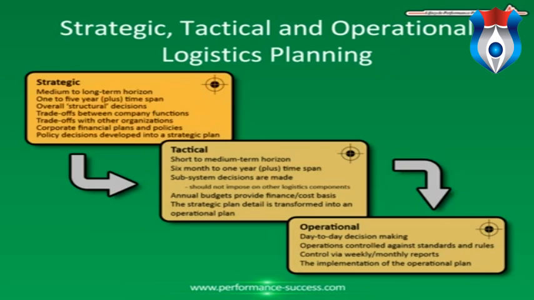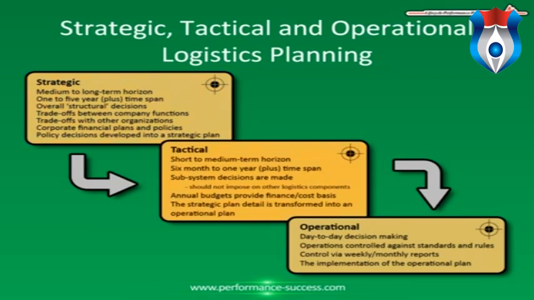In the strategic function, you have medium to long range horizon, a 1 to 5+ year time span. Overall structural decisions are made. You have trade-offs between company functions and trade-offs with other organizations. Corporate financial plans and policy decisions are developed into a strategic plan.